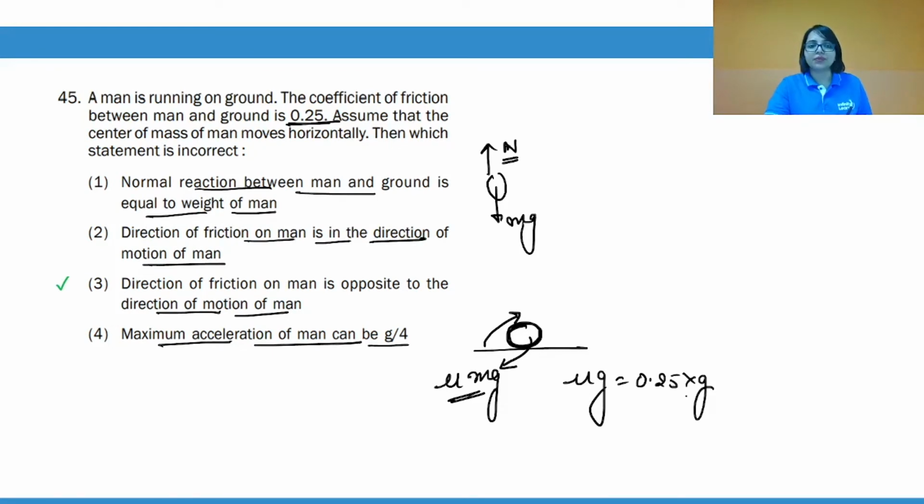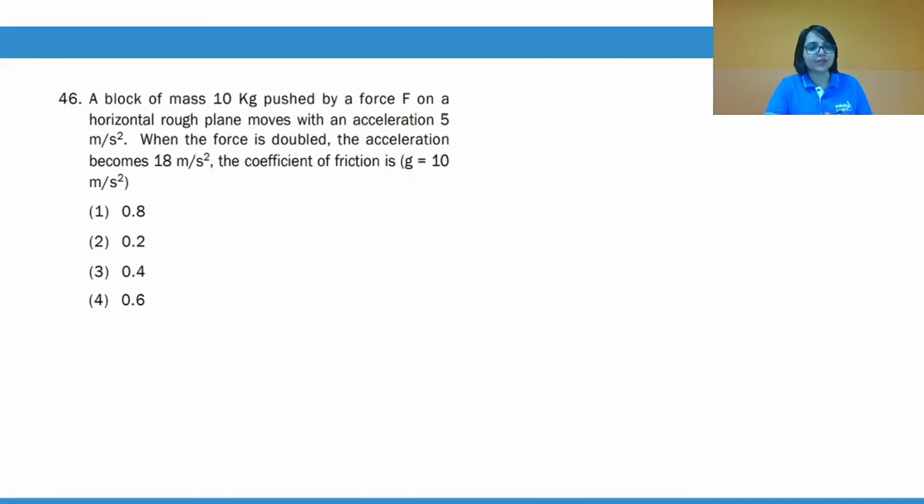Now man is providing the friction in the backward direction, so its reaction on the man will be in the forward direction. So direction of friction on the man is in the direction of motion of the man, not in the opposite direction of motion of the man. So statement 3 is incorrect, right? Excellent.